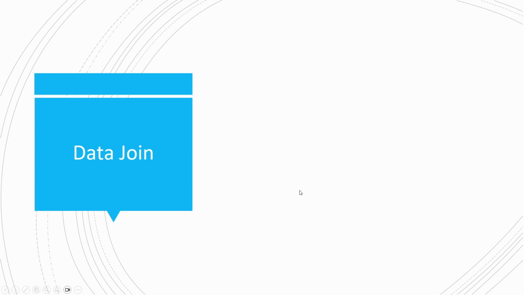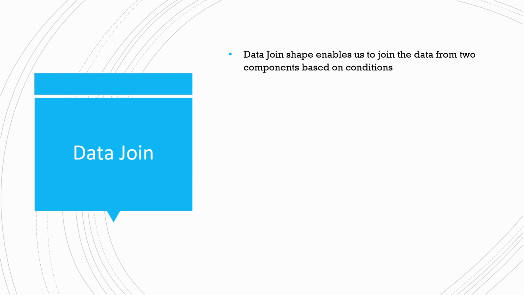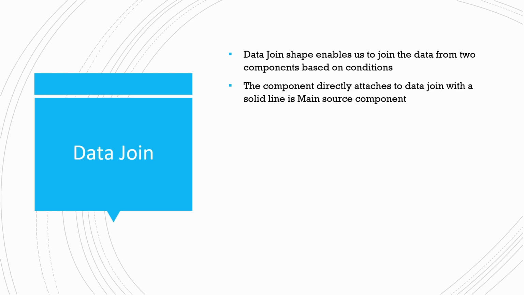Now, what is a data join component? It enables us to join the data from two components based on a condition. Very simple, right? There are two components, component A and component B, and each has its own data. We want to join these two data. You can call it database table joins. We have inner join, left outer join, right outer join. You can actually relate to that. So we have two data sources, and we want to join both of them, right?